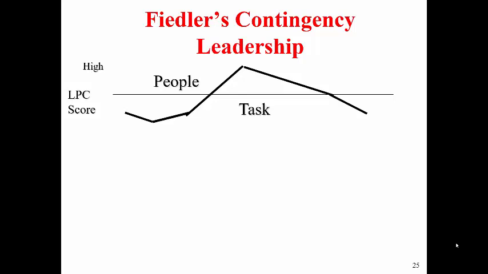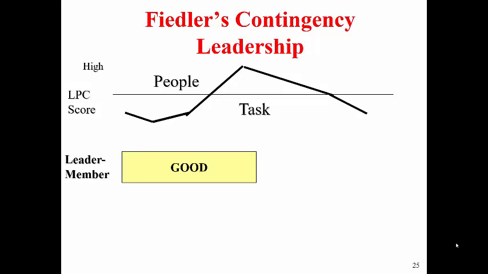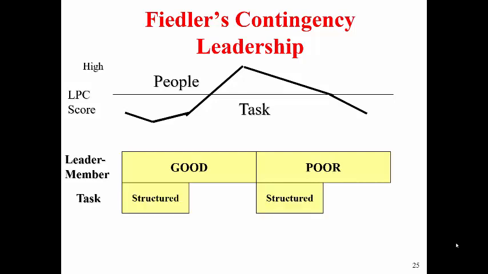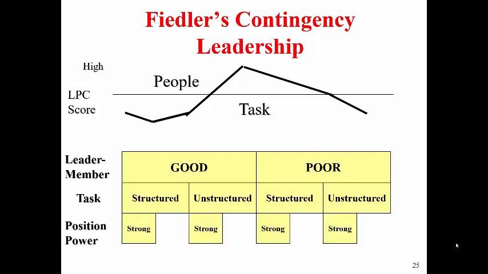LPC stands for least preferred coworker. It was a survey he did, and in essence he said there are 3 factors that determine whether you should be people or task-oriented. The first is the leader-member relationship. You can have a good or poor relationship with those you lead. The second was the nature of the task itself. Is it highly structured and easy to understand, or is it unstructured and more vague? And the third factor, he said, was your position power. The power you have in your leadership position with the people you're trying to lead can be strong or it can be weak.